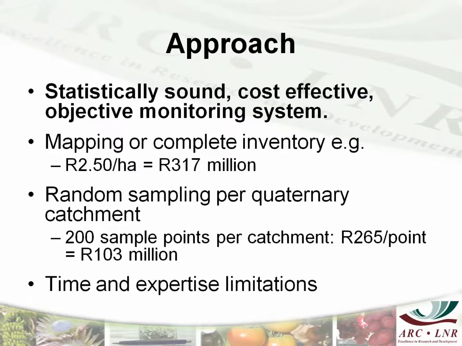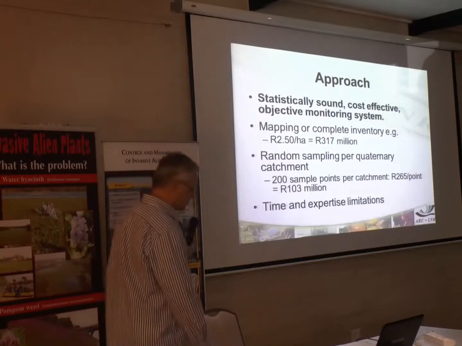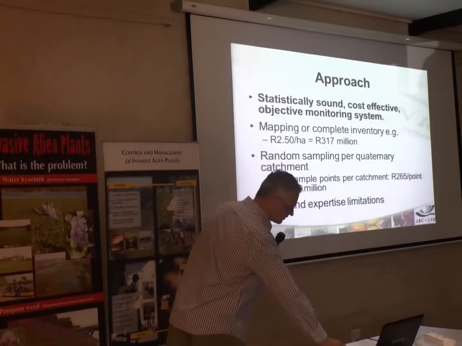We looked at the different options, completing an inventory or mapping as one. Fairly expensive depending on the scale, about 300 million rand. You go down to a complete random sampling design. Once again, you're going to invoice somebody with about 100 million rand. Obviously with this you've got time and also expertise limitations. You're not necessarily going to find the people to spend that amount of time in the field.